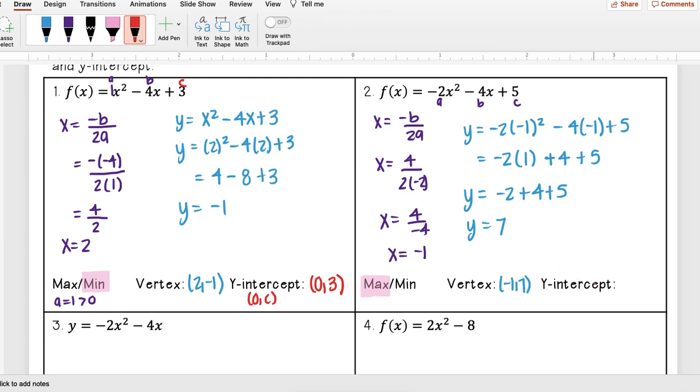And then for my y-intercept, that's just going to be (0, whatever my c value is). My c here is 5, so this is going to be (0, 5).